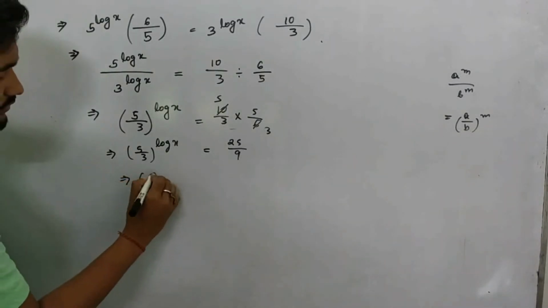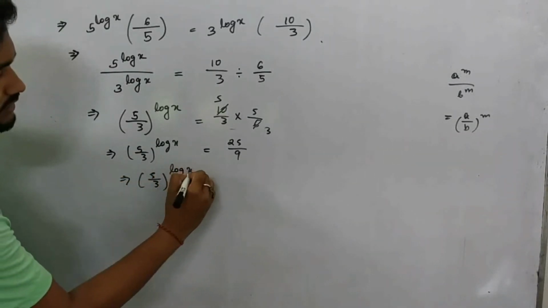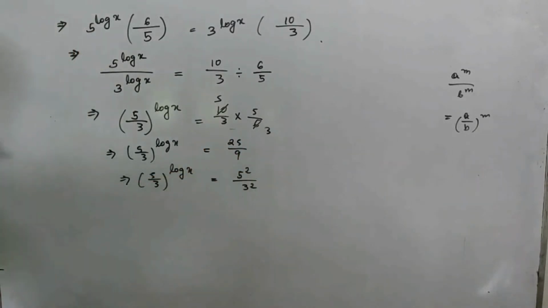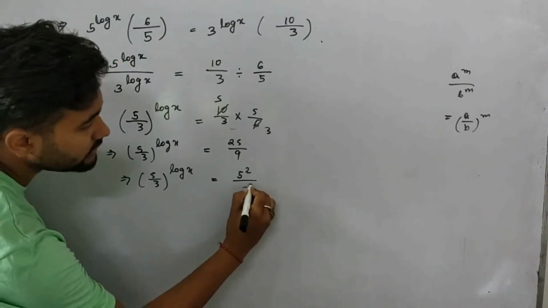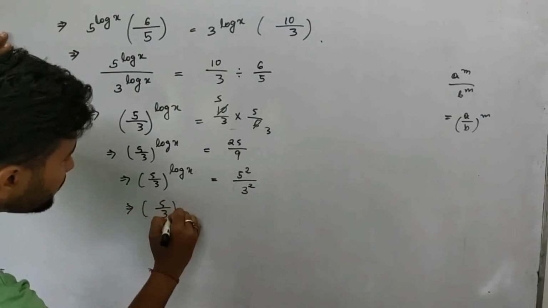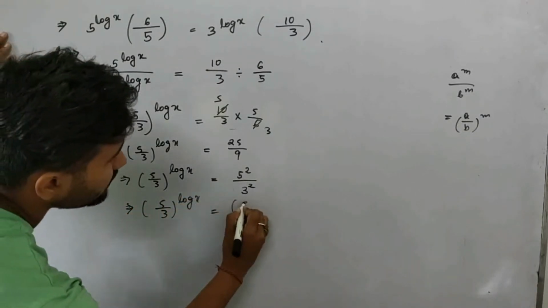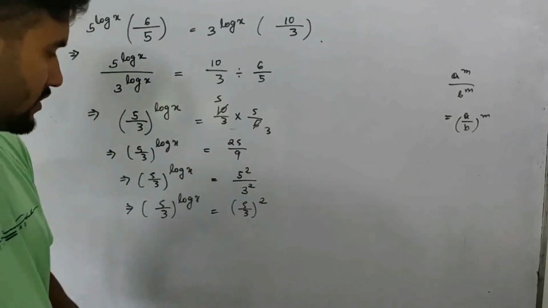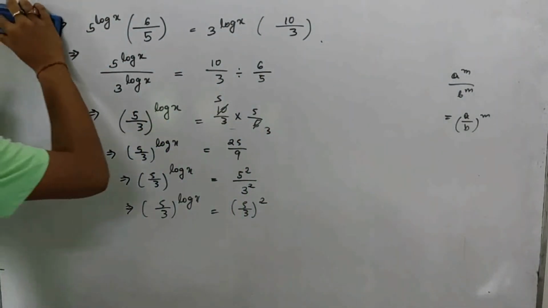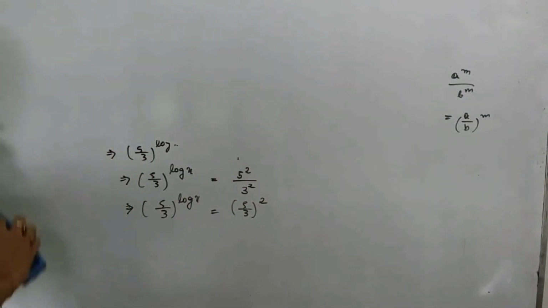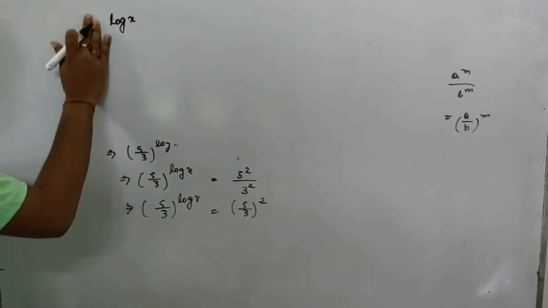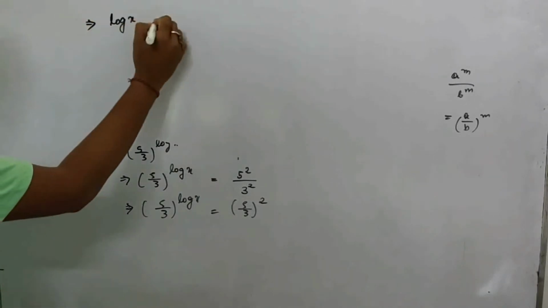So now you see, 5 by 3 to the power log of x, 25 by 9 I can write as 5 square by 3 square, okay? So 5 by 3 to the power log of x equals 5 by 3 whole square. Now see, on both the right-hand side and left-hand side, what is the same? Our base is the same. So if the base is the same, then the power will also be the same. Therefore, log of x will be equal to 2.